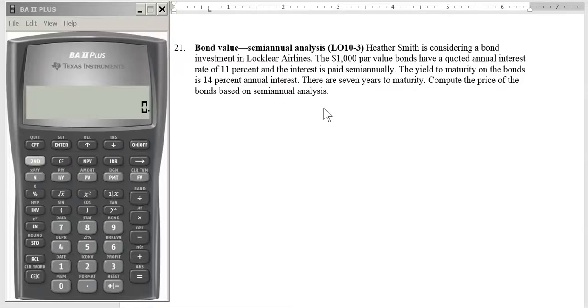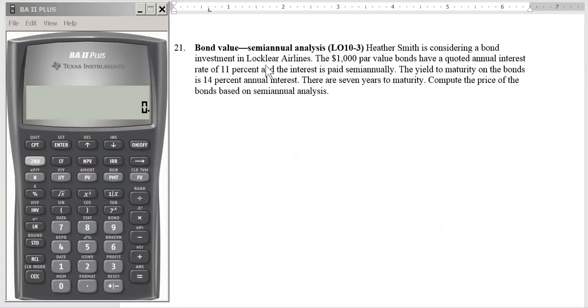Greetings, finance aficionados. In this video, we're going to work through problem number 21 at the end of chapter 10. This problem involves bond pricing with semi-annual analysis. In other words, the coupon payments are paid semi-annually. But let's read through it.